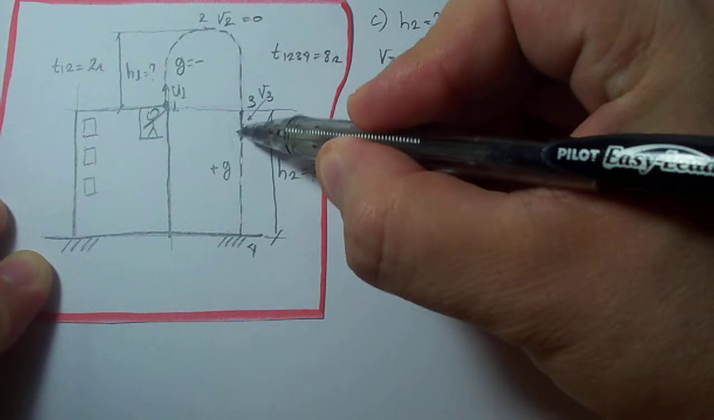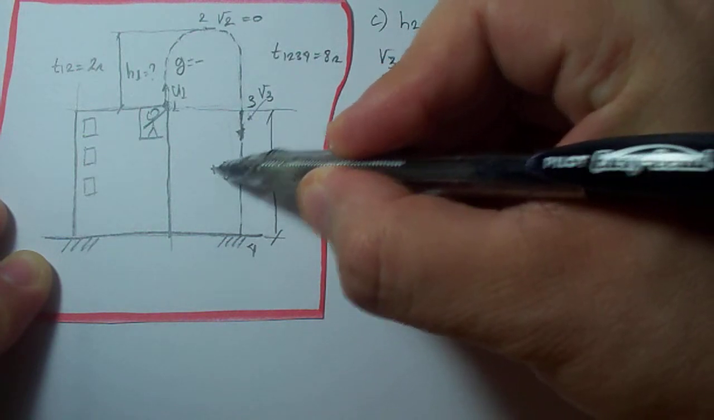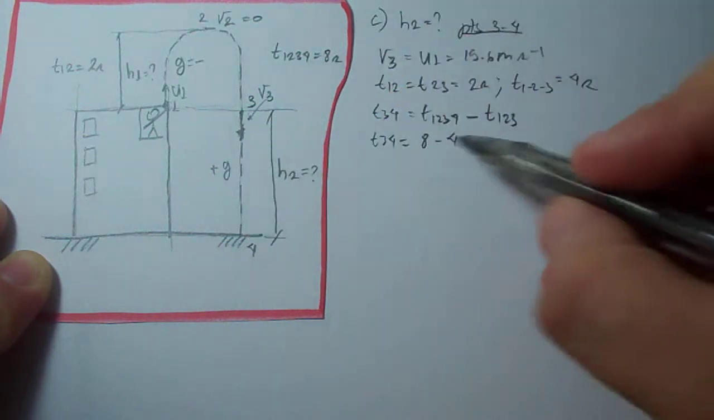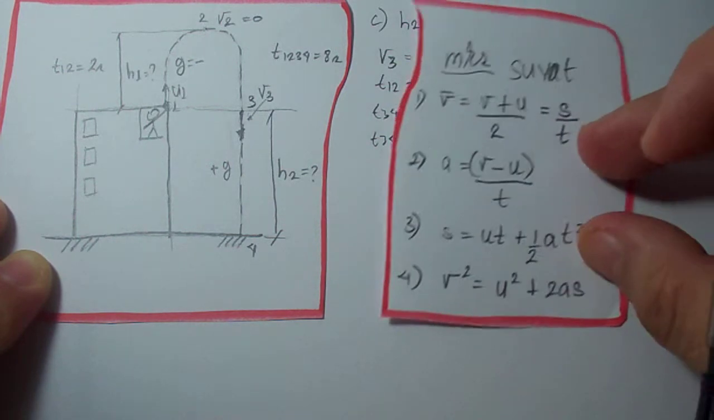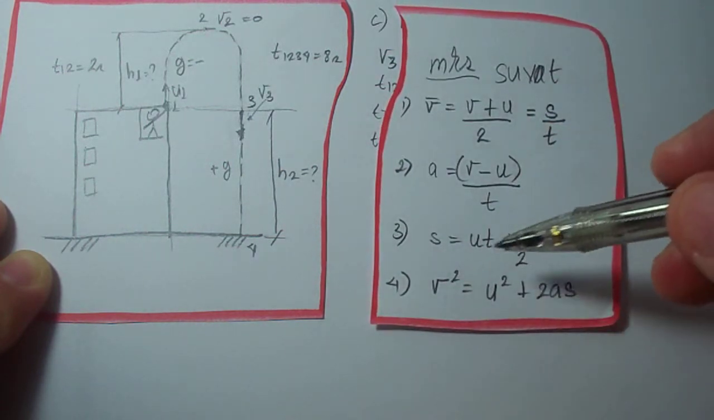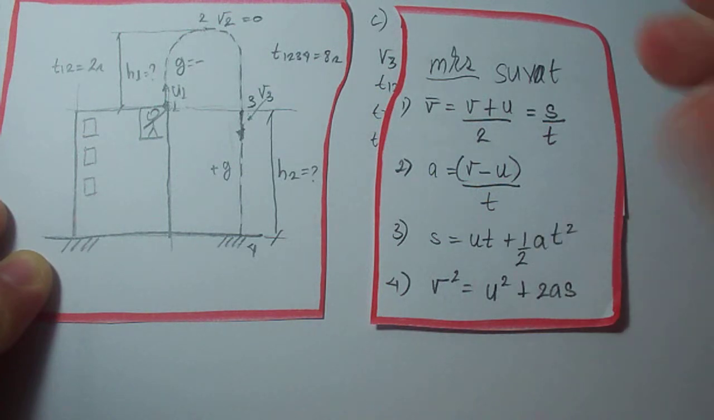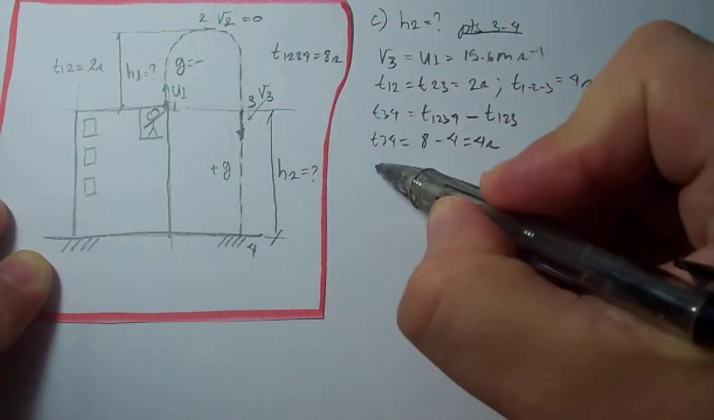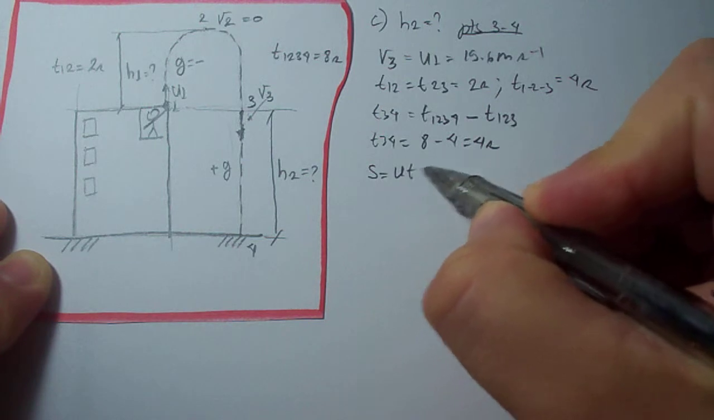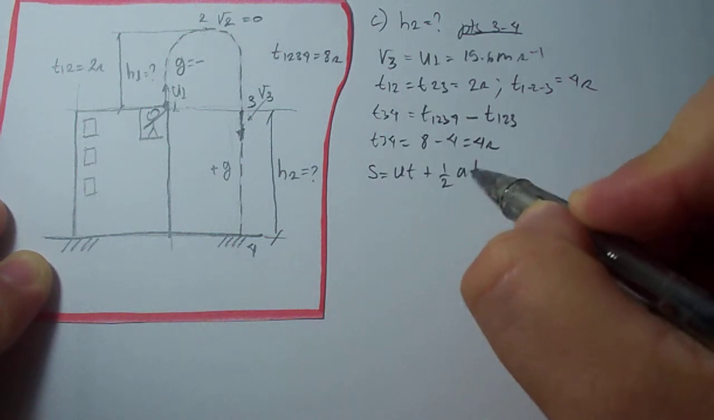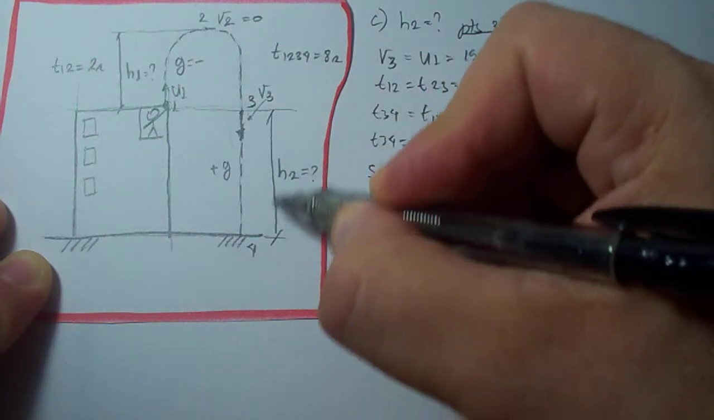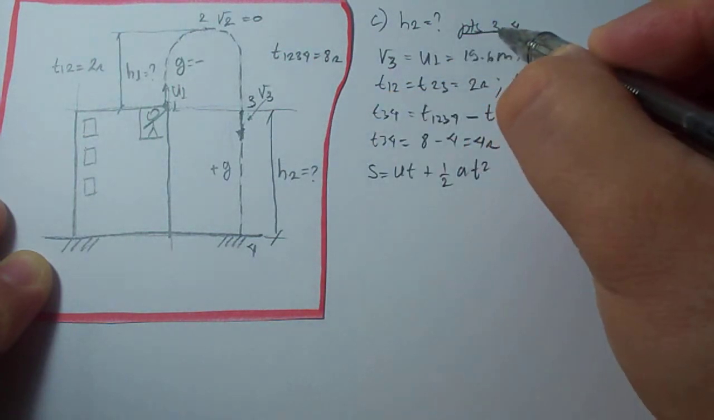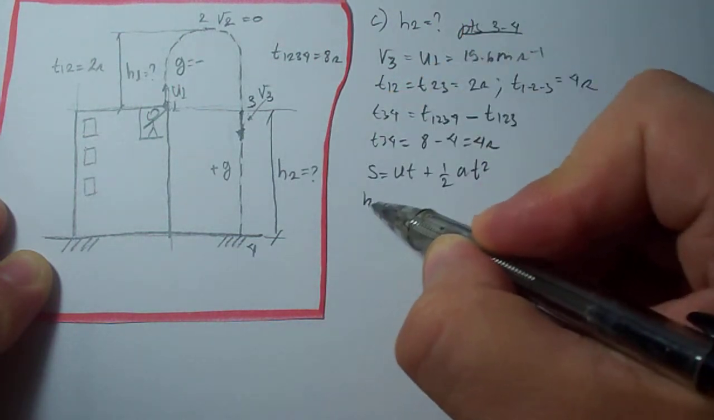In this case, we have acceleration due to gravity positive because it is indeed accelerating. And if we're going to make use of the third equation, S is equal to ut plus 1/2 at squared, the displacement S here from points 3 to 4 is actually H2.